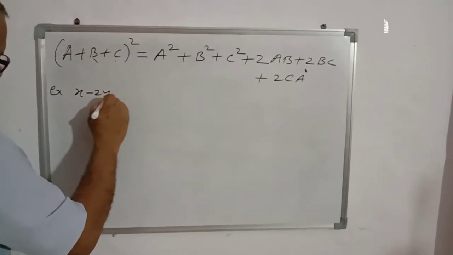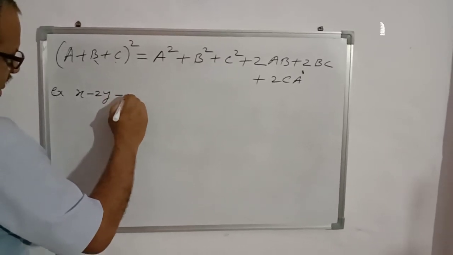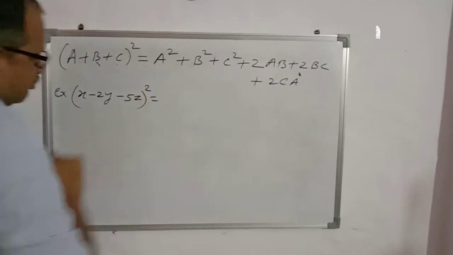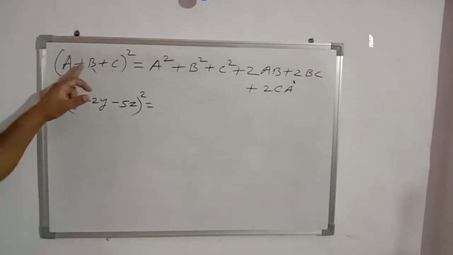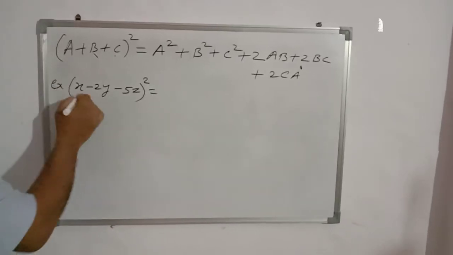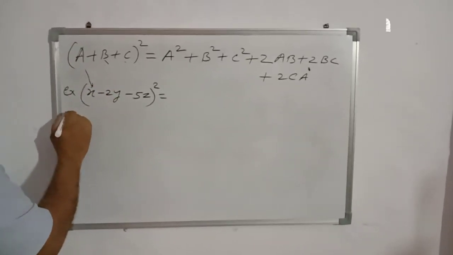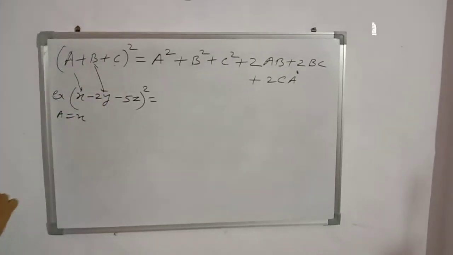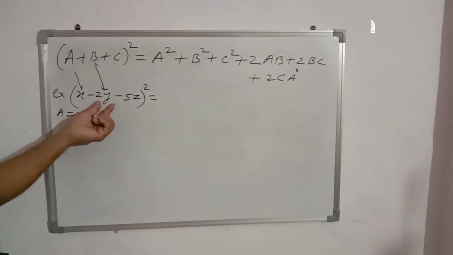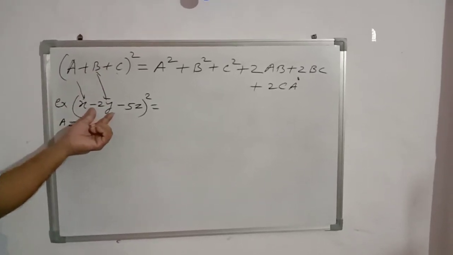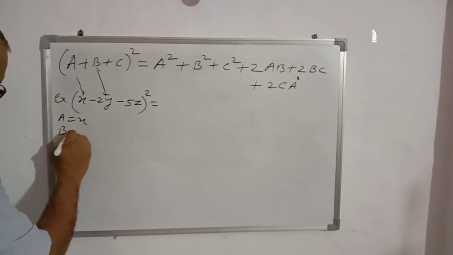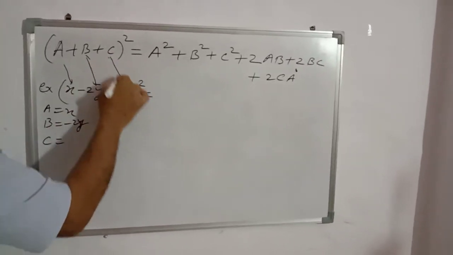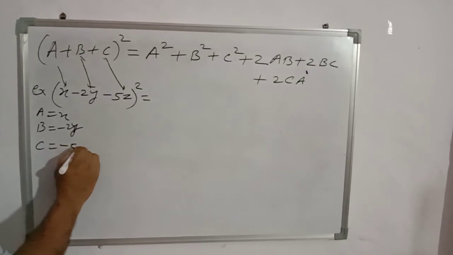Suppose (x - 2y - 5z). We have to expand it. Again we will apply this identity. So what is a here? a is x. What is b here? b is not 2y. We have to take the value of b with the sign, minus 2y. And c is equal to minus 5z.